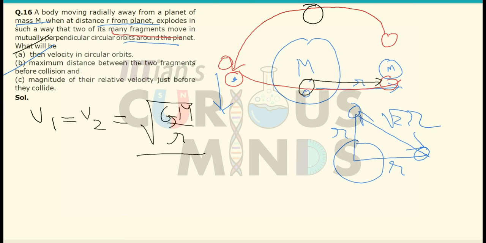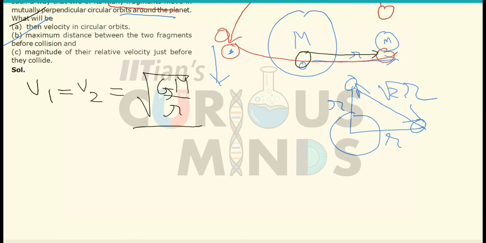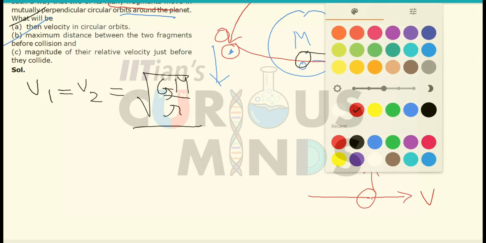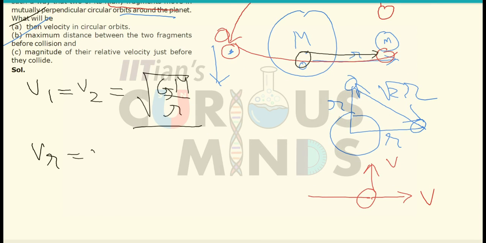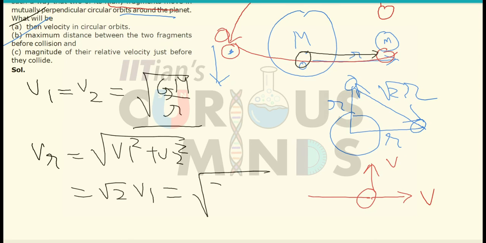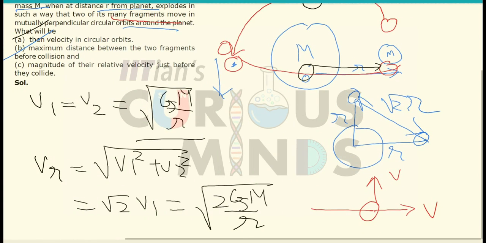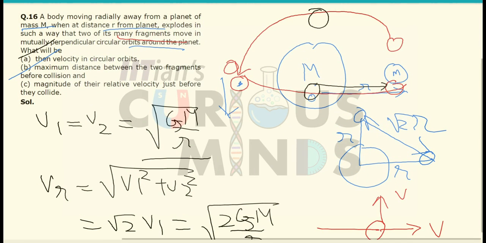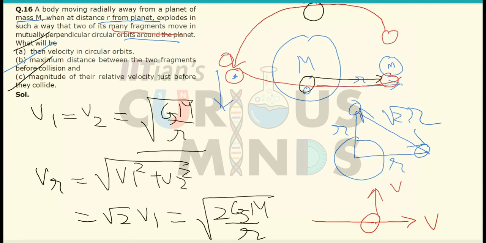So now the relative velocity, if I represent it in this case, the first one was going in this direction and the second one was going in the right hand side direction. Now both the velocities are perpendicular to each other. So the relative velocity will be equal to root of v1 square plus v2 square. Since v1 and v2 are the same, it will be equal to root 2 v1, which is equal to root 2 GM divided by r. This is the relative velocity of both the satellites, or whatever they may be, the particles, just before the collision. So I have answered question C also.